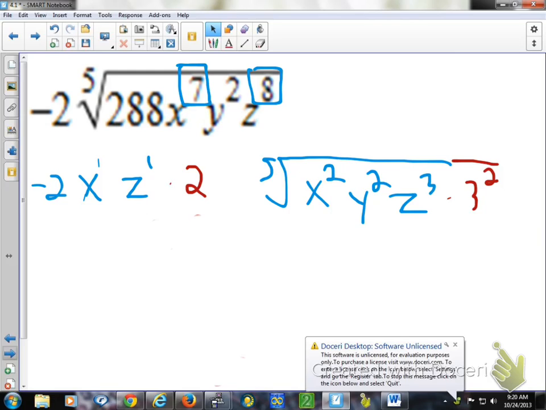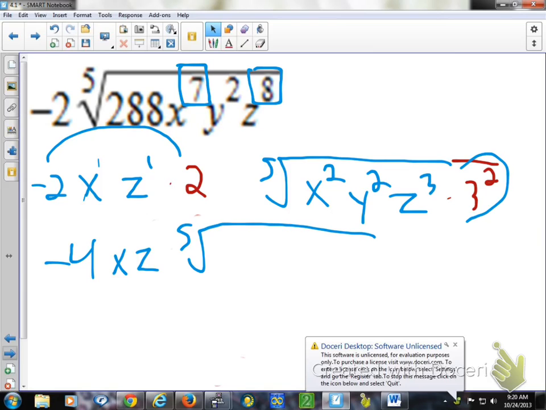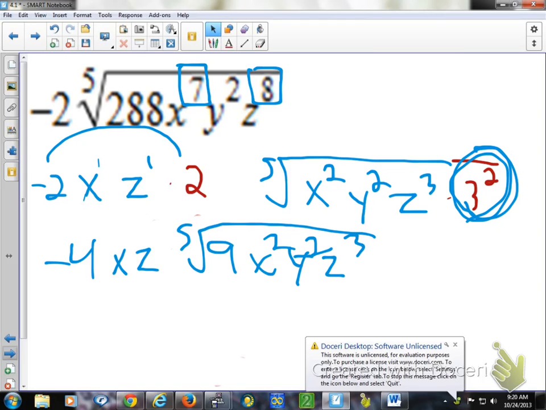Well, we'll simplify with this -2 to the 2. -2 times 2 should be 2. Very good. -2 times 2 is -4. X to the first, z to the first. And what's 3 squared? 3 squared. Yeah, at the end of our radical here. 9. So it'd be 9. X squared, Y squared, Z. Very good. X squared, y squared, z cubed.